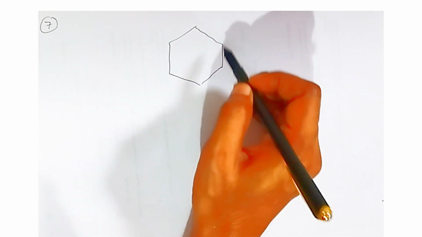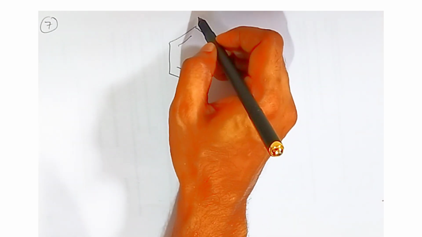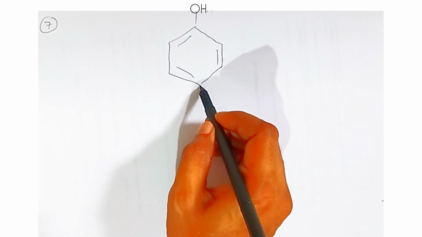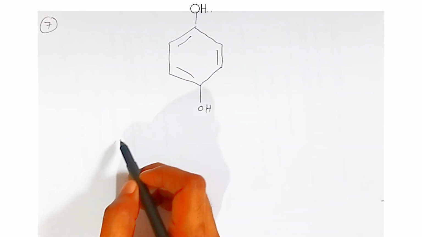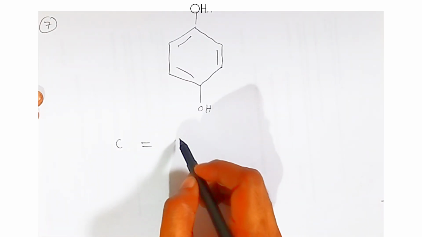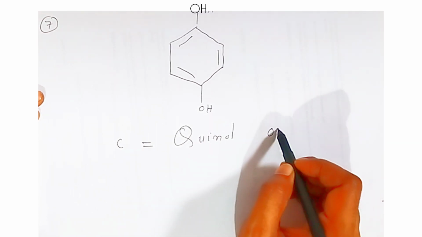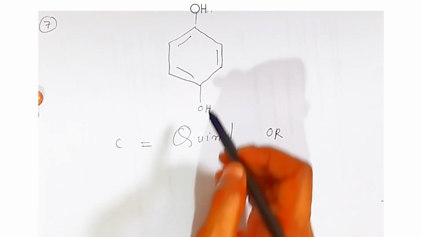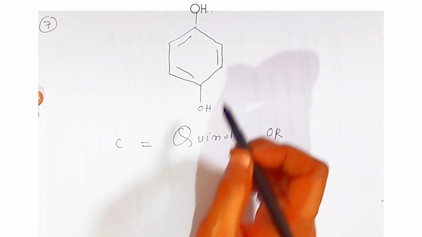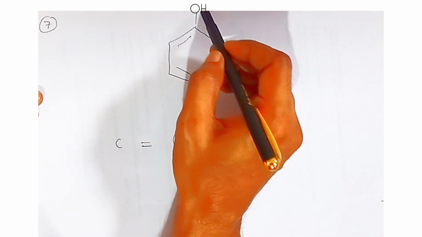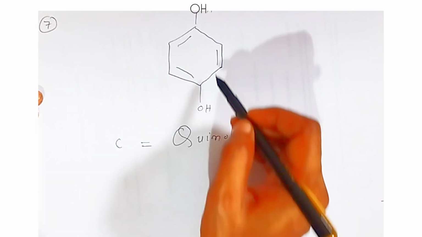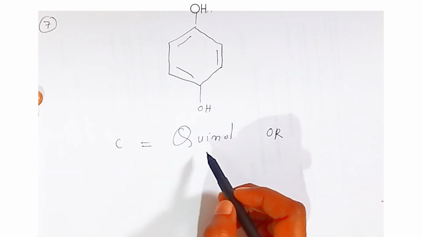When two hydroxyl groups are attached to the benzene ring in opposite carbons, if one hydroxyl group is present here, the second hydroxyl group is present here. So what will be the name, students? In the common name, we call it quinol. Sometimes, students, the common name is also hydroquinone. So why quinone? Here it belongs to the ketone family. If you remove the hydrogen, it belongs to ketone.